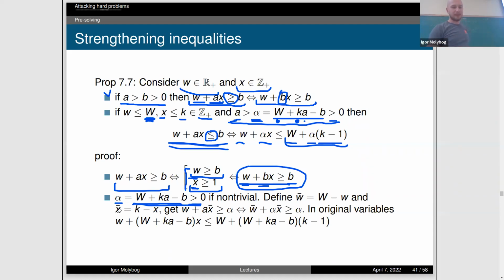So basically saying that alpha is greater than 0 is something very, very. The x bar is the gap between bound k and the value.